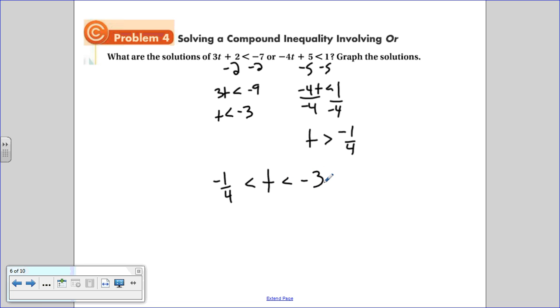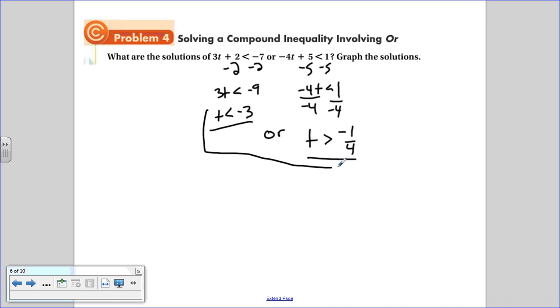Okay, you notice how that doesn't work, right? -1/4 less than t. There's no number that fits between them, and that's why we can't write them together. We have to keep them separate. So this or this. That's our inequality solved. So this would be your answer right now.